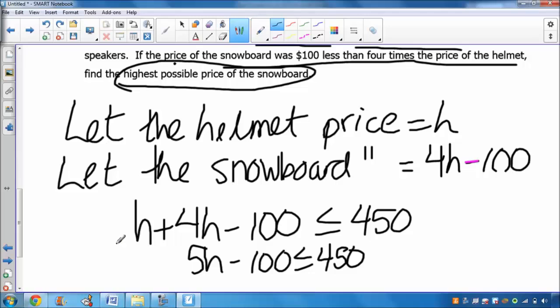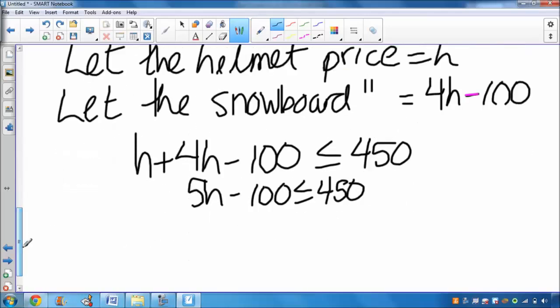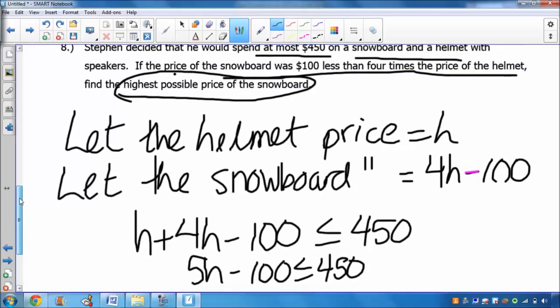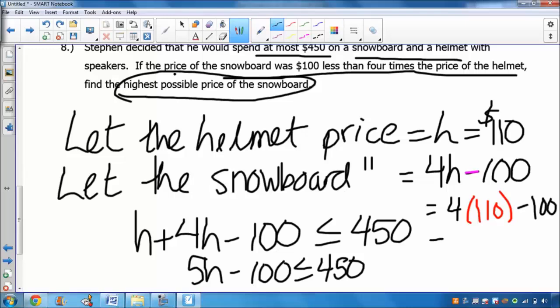So that means that 5h is less than or equal to $550, right? So that means that h is less than or equal to 110. Okay, so that's the price of the helmet. I'm going to say the helmet is $110. Okay, so to figure out the price of the snowboard, I just plug in 110 in for h, right? Minus 100. So I get 440 minus 100, so I get 340.